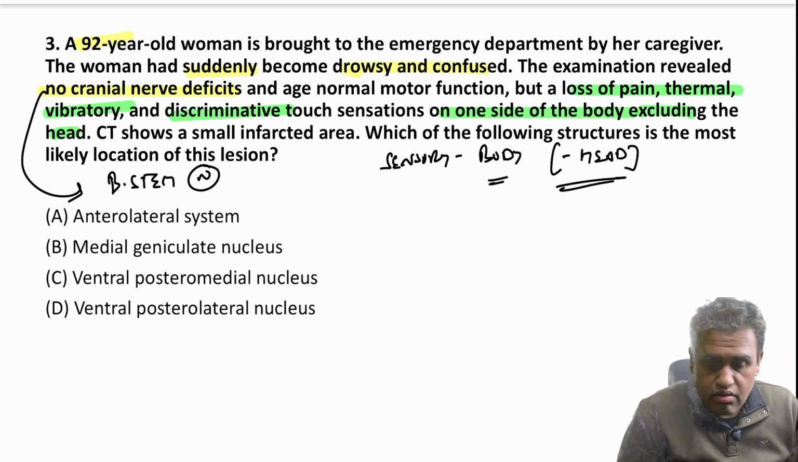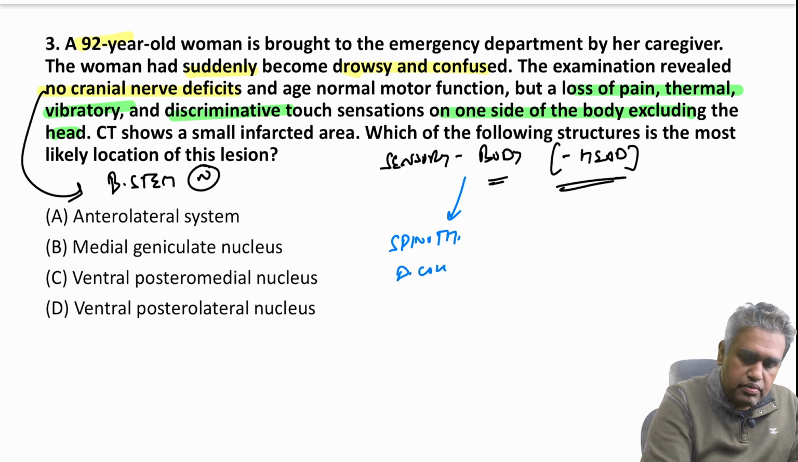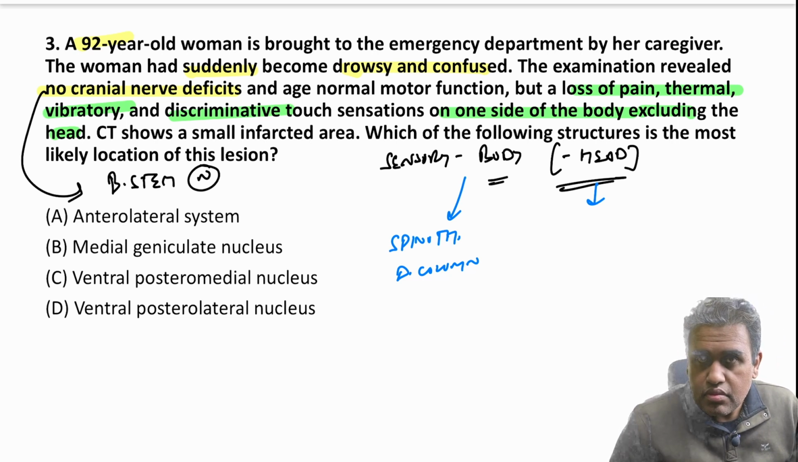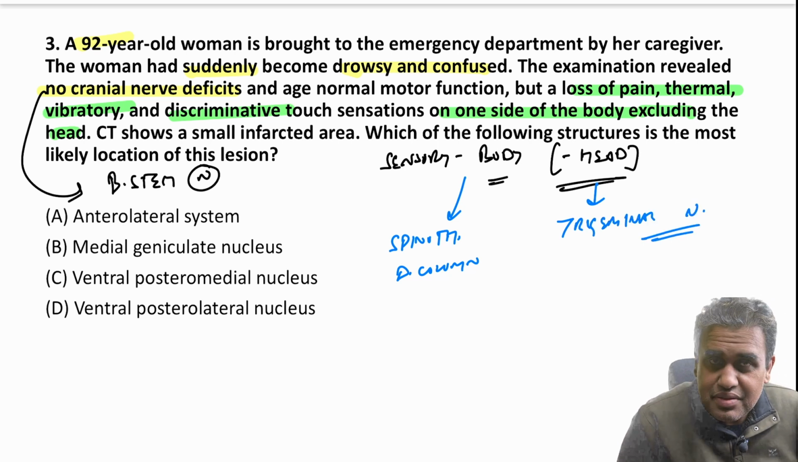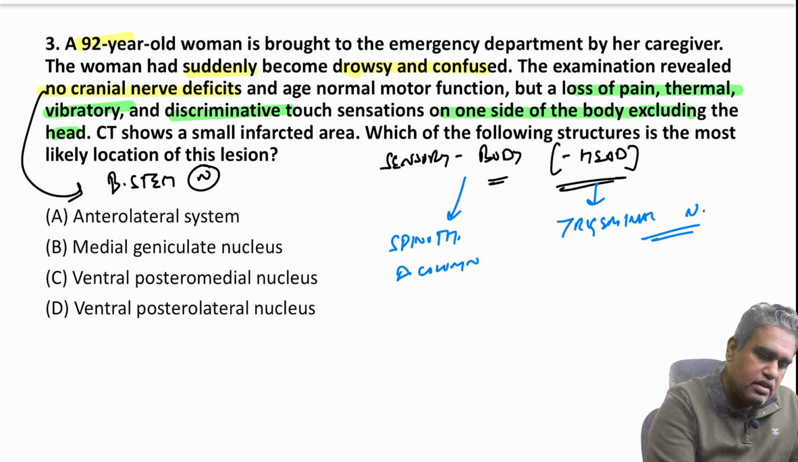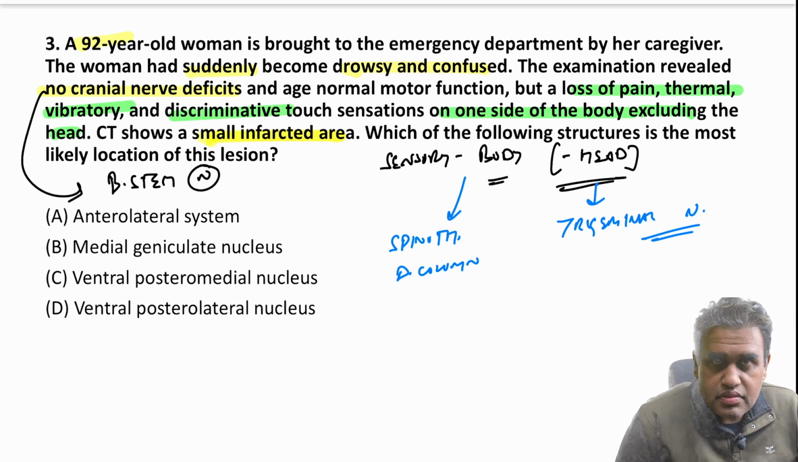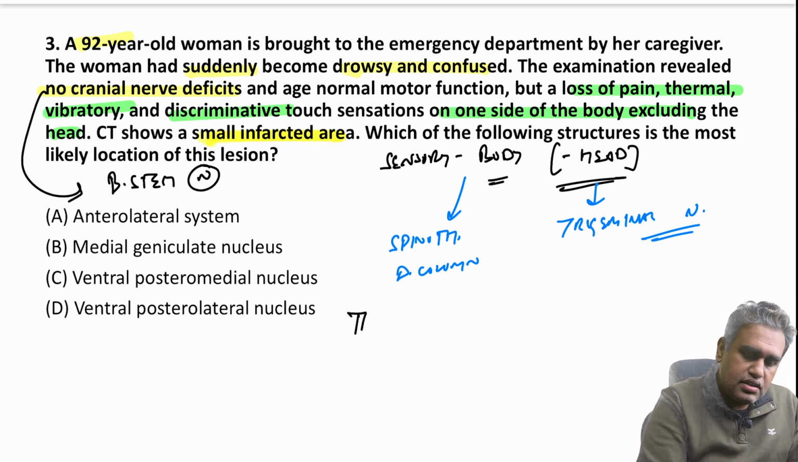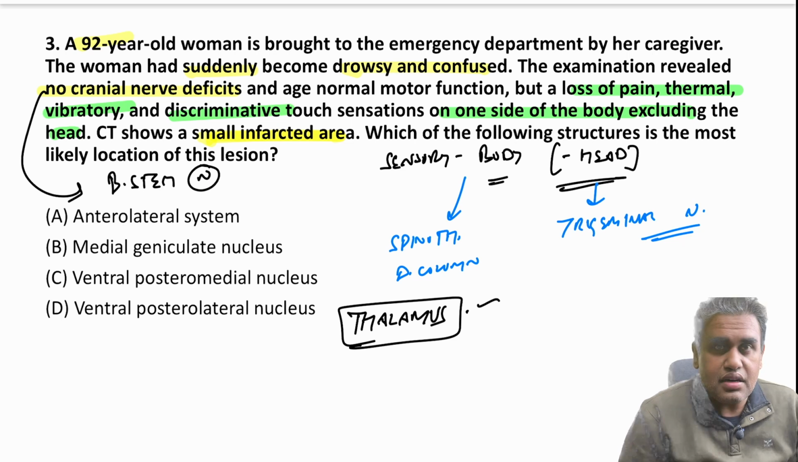That's very important. Why? Because sensation from the entire body is taken up by what? It is taken up by those tracts that we just remembered, the spinothalamic tract or the dorsal column tract. While from the head and neck, what is the sensory nerve? The trigeminal nerve. So here you have the trigeminal lemniscus or the trigeminal nerve, which takes the sensations from the head and neck. They are saying the CT shows a very small infarcted area. The lesion is not in the brain stem. Sensory issue is there. What is the sensory relay station of the entire body? That is the thalamus. All the sensation from the body comes to the thalamus and relays in the thalamus.